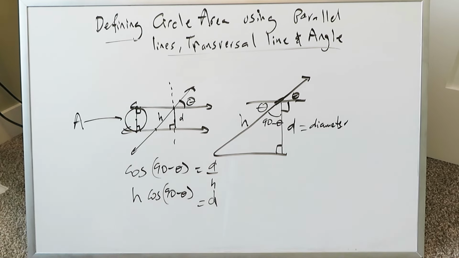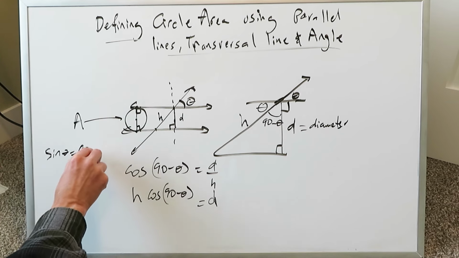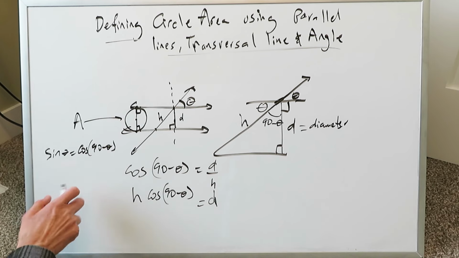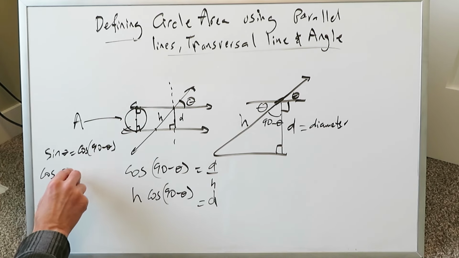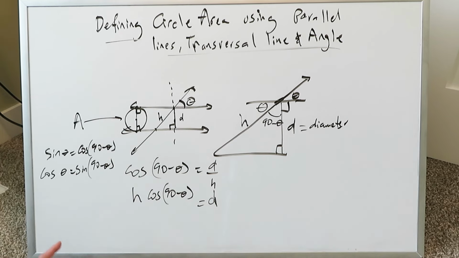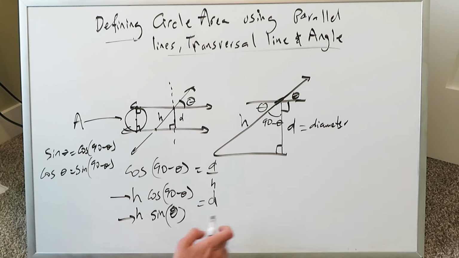Clean this up over here using the cofunction identity. You know, sine theta is equal to cosine 90 minus theta. The sine of an angle is always equal to cosine of its complement. Likewise, cosine theta is equal to sine 90 minus theta. You can use this cofunction identity. I have a cosine 90 minus theta, so all of this is equivalent to H sine theta. Alright, this right here is very well equivalent to this. So we've determined the diameter. The diameter is equal to the hypotenuse, this segment, times sine of theta.